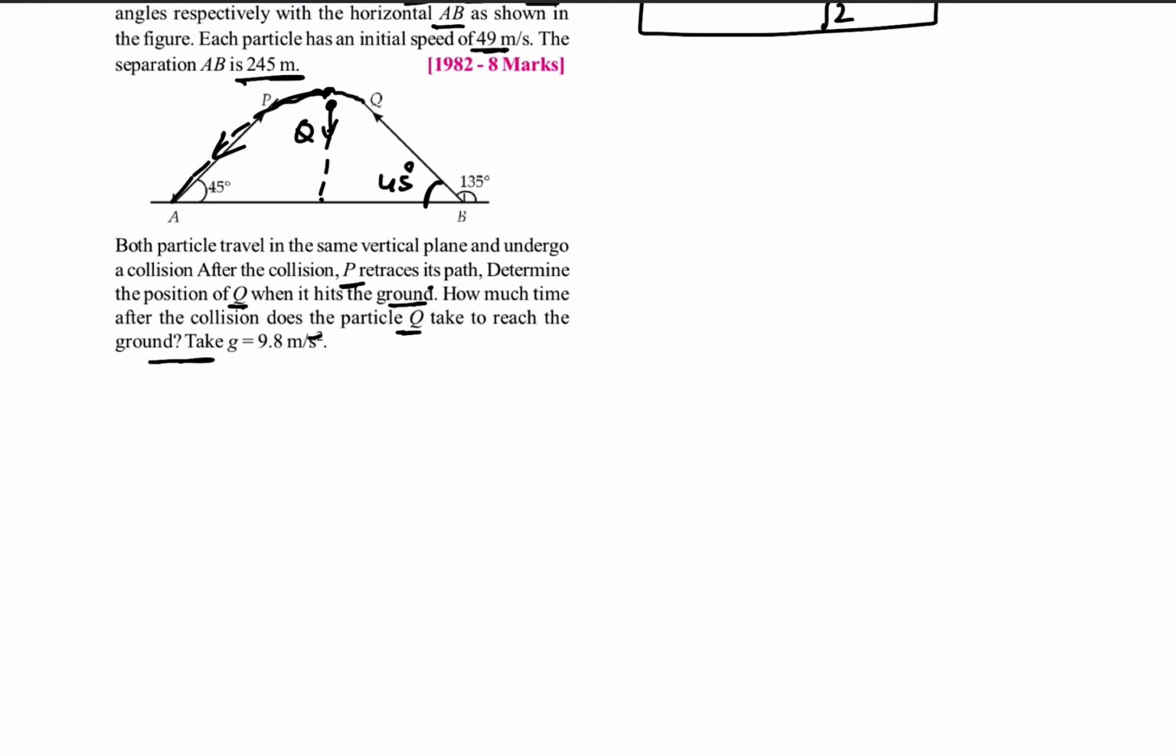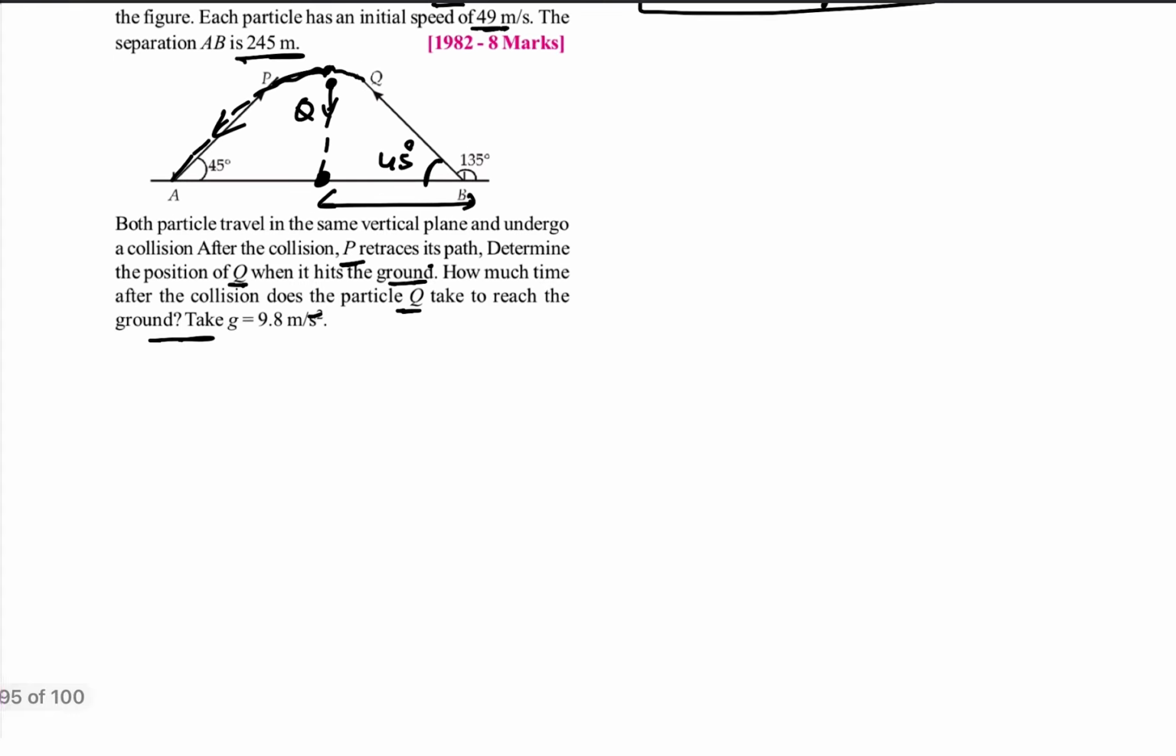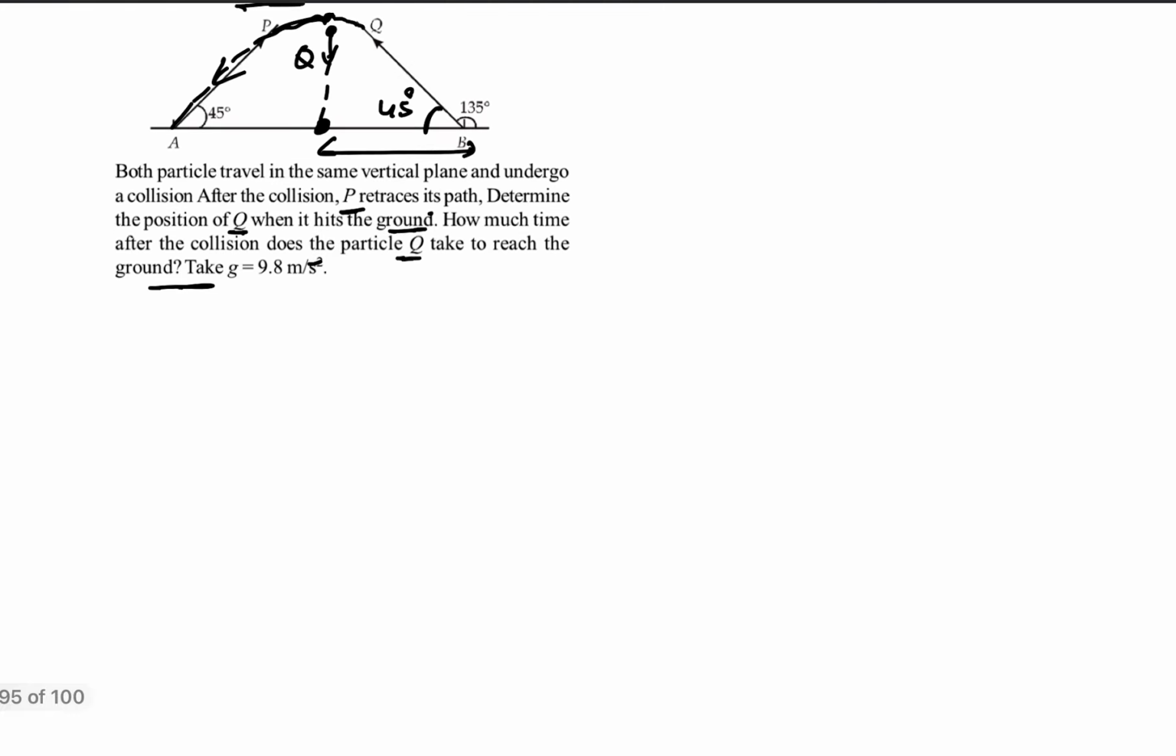Now you have to calculate after collision. The Q value is coming down now. This time you have to calculate. And one more thing, determine the position of Q when it hits the ground. This position also you have to calculate. What is this distance you have to calculate? Similarly you have to calculate the location, time also you have to calculate. Now for this, what you have to write?